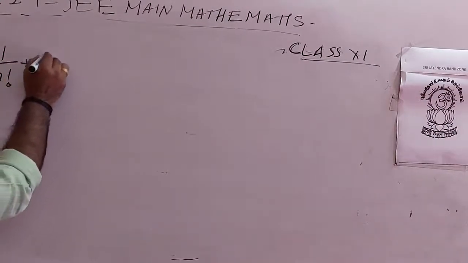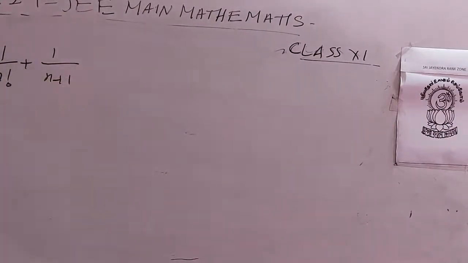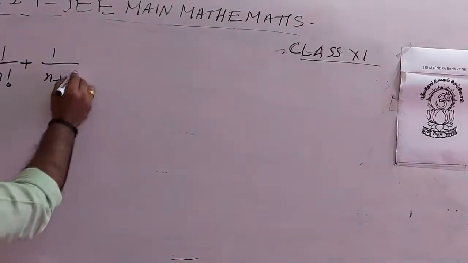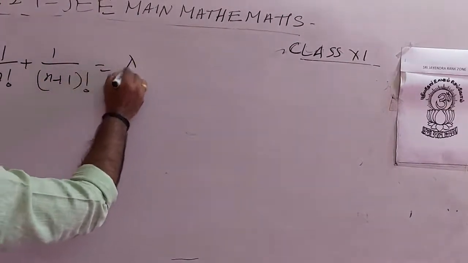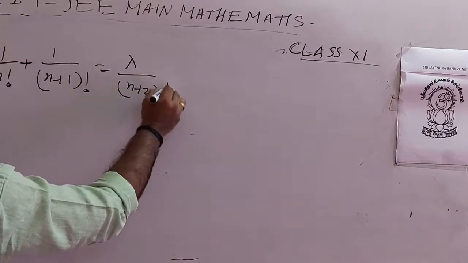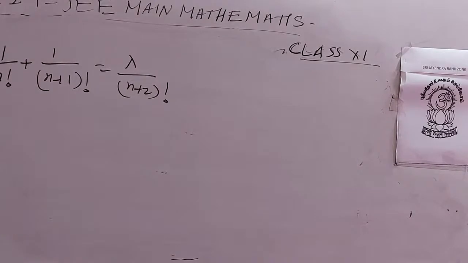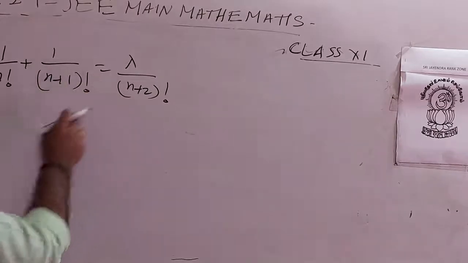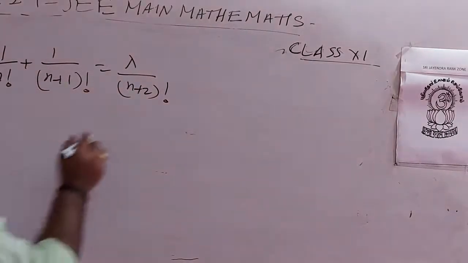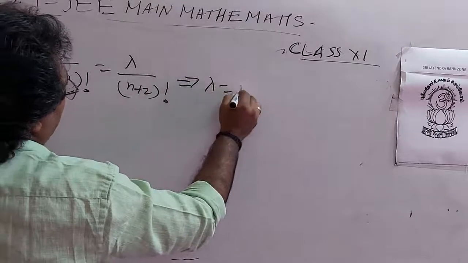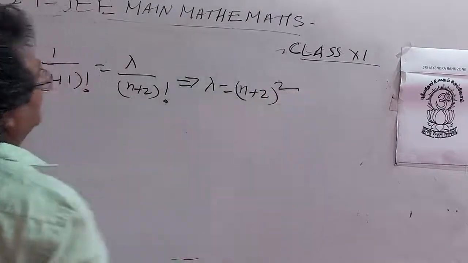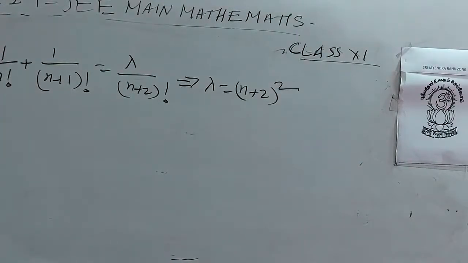1 by n factorial plus 1 by n plus 1 factorial equal to lambda by n plus 2 factorial implies lambda equal to n plus 2 whole square. You see n, n plus 1, n plus 2 are continuous numbers in factorial. Lambda should be equal to n plus 2 whole square. You can remember this as a result.